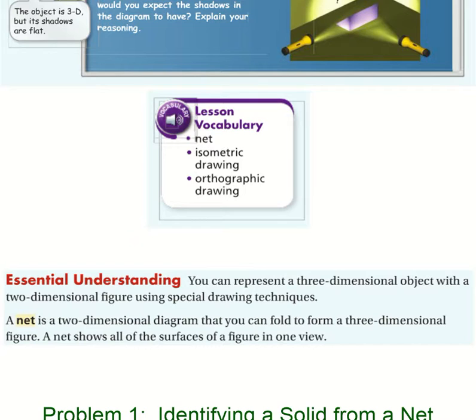And a net is a two-dimensional diagram that you can fold to form a three-dimensional figure. It's as if you were to take all the outside edges of a shape and lay them flat and unfold the shape, and then you could fold them back up and it would make all the different edges of our shape. And so it shows all of the surfaces or the faces in one view.